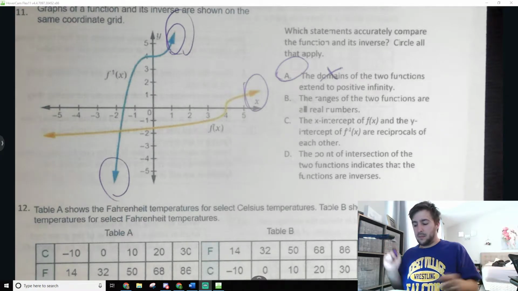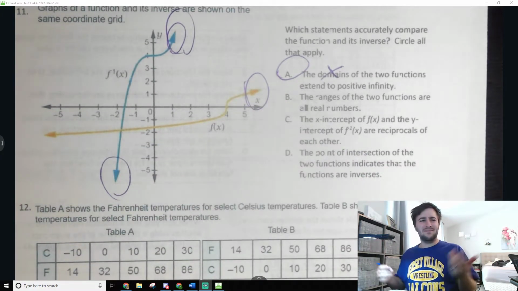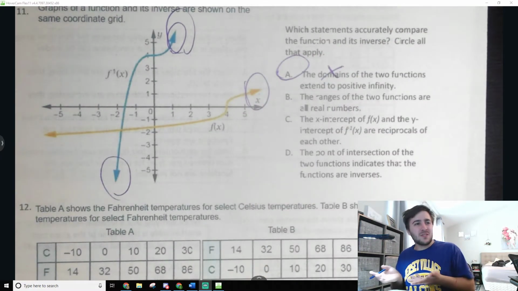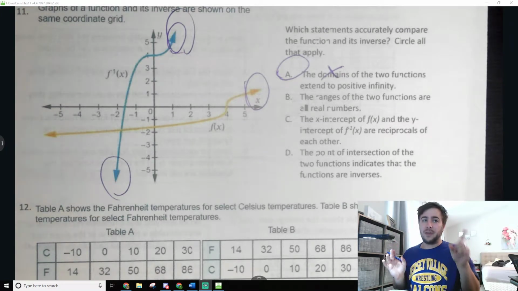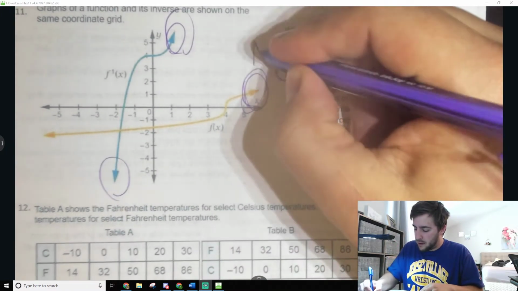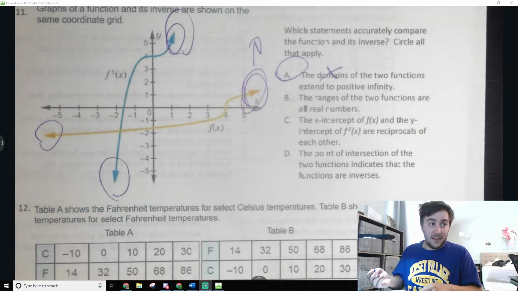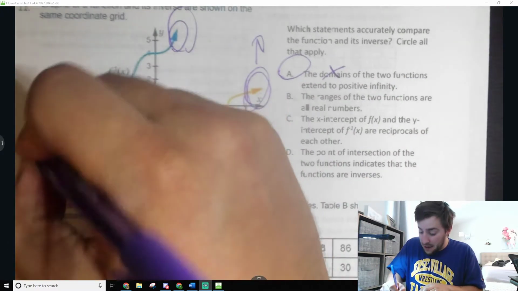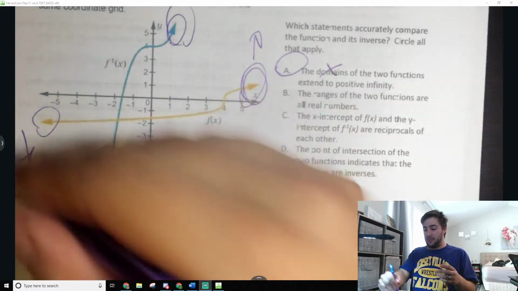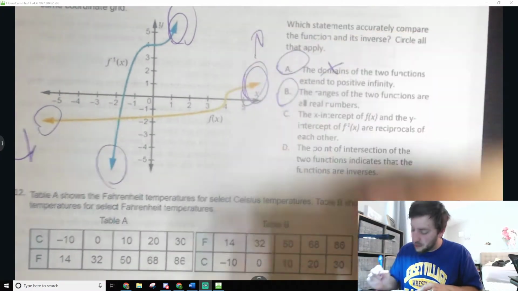Perfect. But then this yellow one, you're like, well, this is sort of up, but it's mostly to the right. Well, if it's sort of up, that counts as up. So this is up. Okay? If it's sort of down like that one is, just slightly down, that's enough. It's down. Okay? So that's arrow up, arrow down. Boom. The ranges are all real numbers.